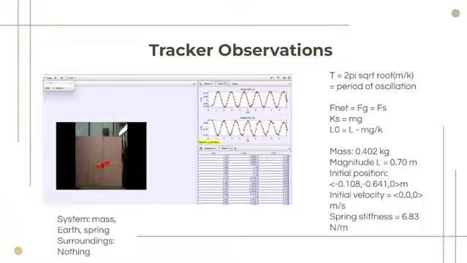So for some of the Tracker observations, first we'll note that the system is the mass, Earth, and spring, and the surroundings is nothing. To find T, we're going to be using the formula given to find the period of oscillation, which is 2 pi times the square root of m over k. And then I also found vector L using the position L0, and the mass was given at 0.402 kilograms. And the spring stiffness was found to be 6.83.